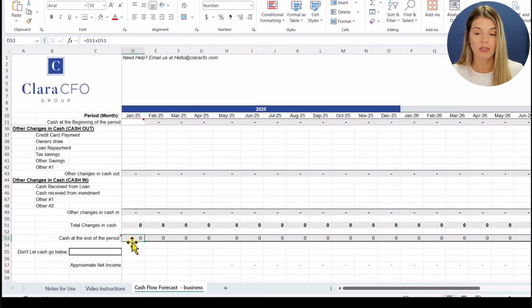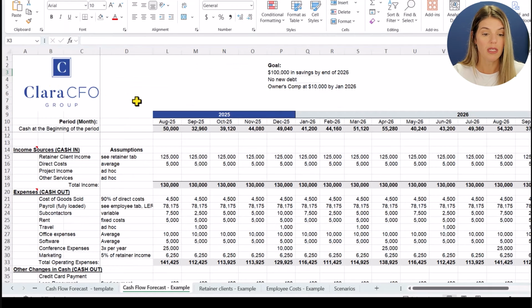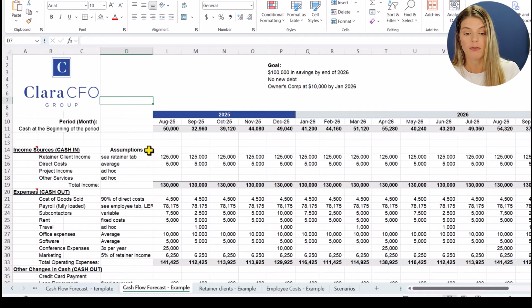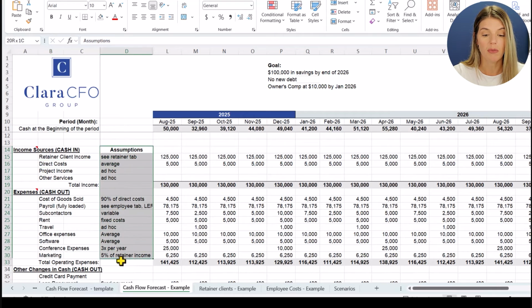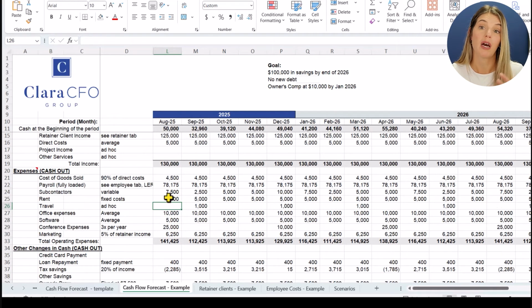So I'm going to show you what this looks like when it's filled out with a real scenario. This is what it looks like when it has been fully filled out. So we have an estimate on what we believe our income is, and this has all been customized to the different types of income. And here are our notes on the assumptions that we put in as we were making this projection. This is really helpful if you already have a budget.